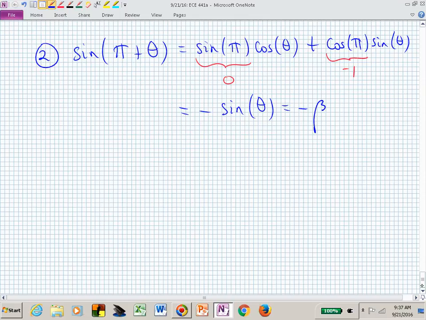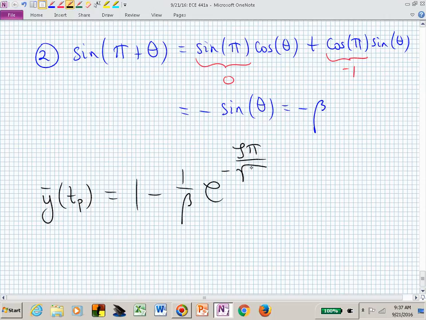Now what? Let's put these pieces together. We now have the y bar of the peak time. That's 1 minus 1 over beta, e to the minus zeta pi over square root of 1 minus zeta squared, times sine of pi plus theta, but we reduce that to minus beta, which allows us now to clean up the betas and to move this sign over here to where now it's going to be a positive.